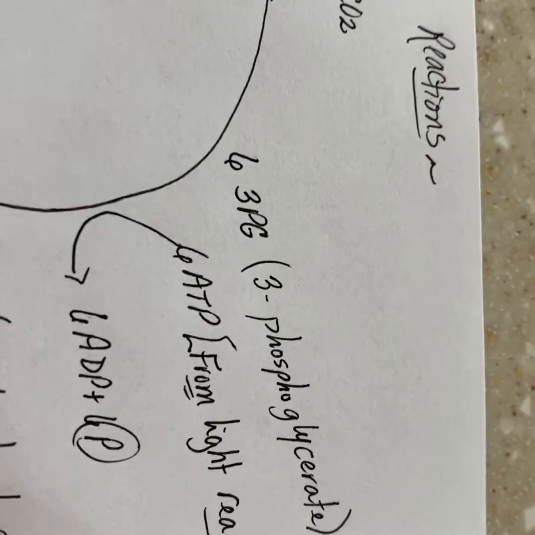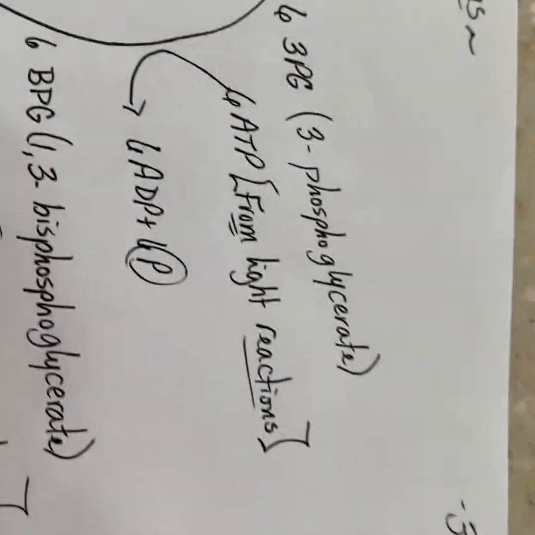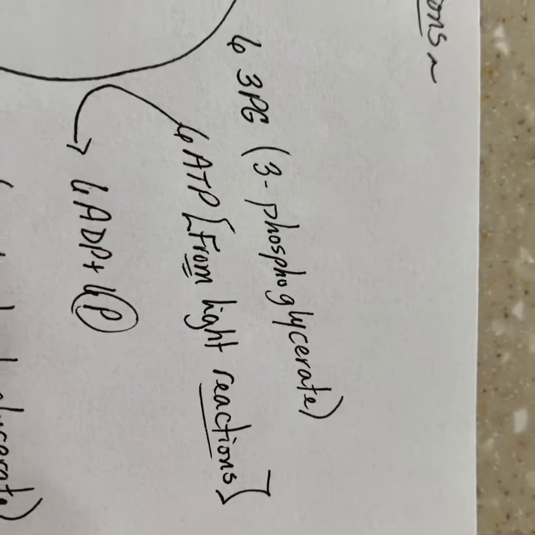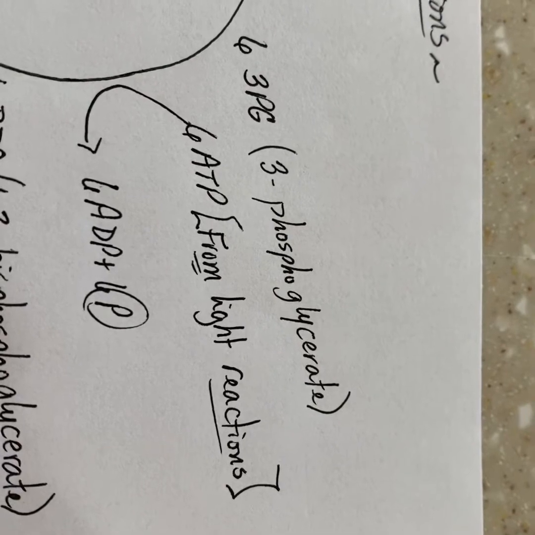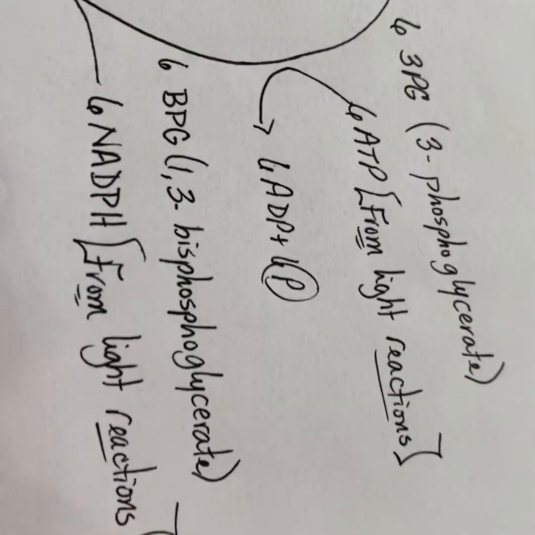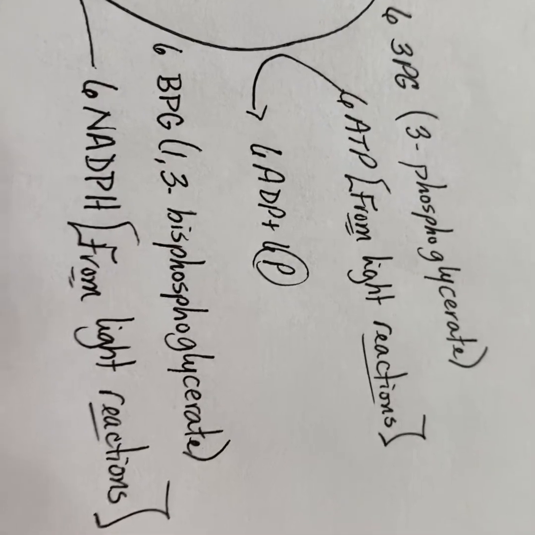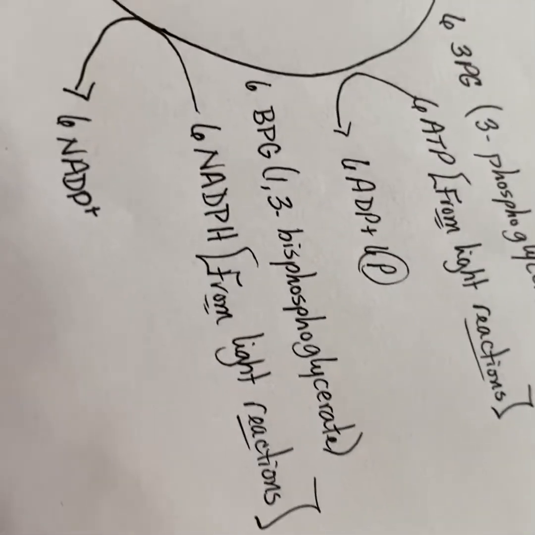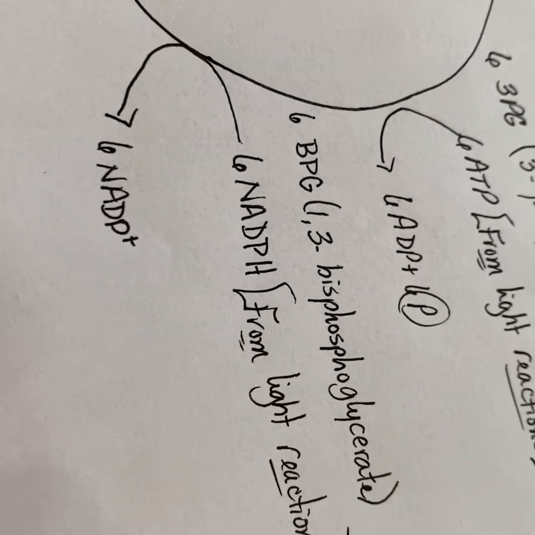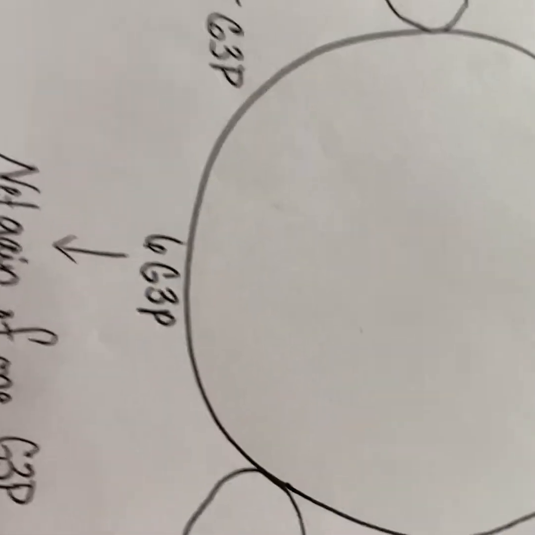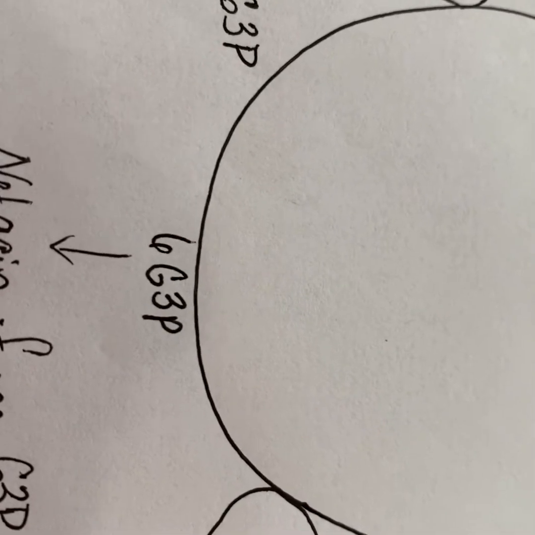We manufacture 6 molecules of 3-phosphoglycerate, and then we have to have an input of 6 ATPs. This is a very energy expensive process. We manufacture 6 1,3-bisphosphoglycerate, and then we have to have an input of 6 NADPH. Now, the end result of that, we're going to make 6 G3P.